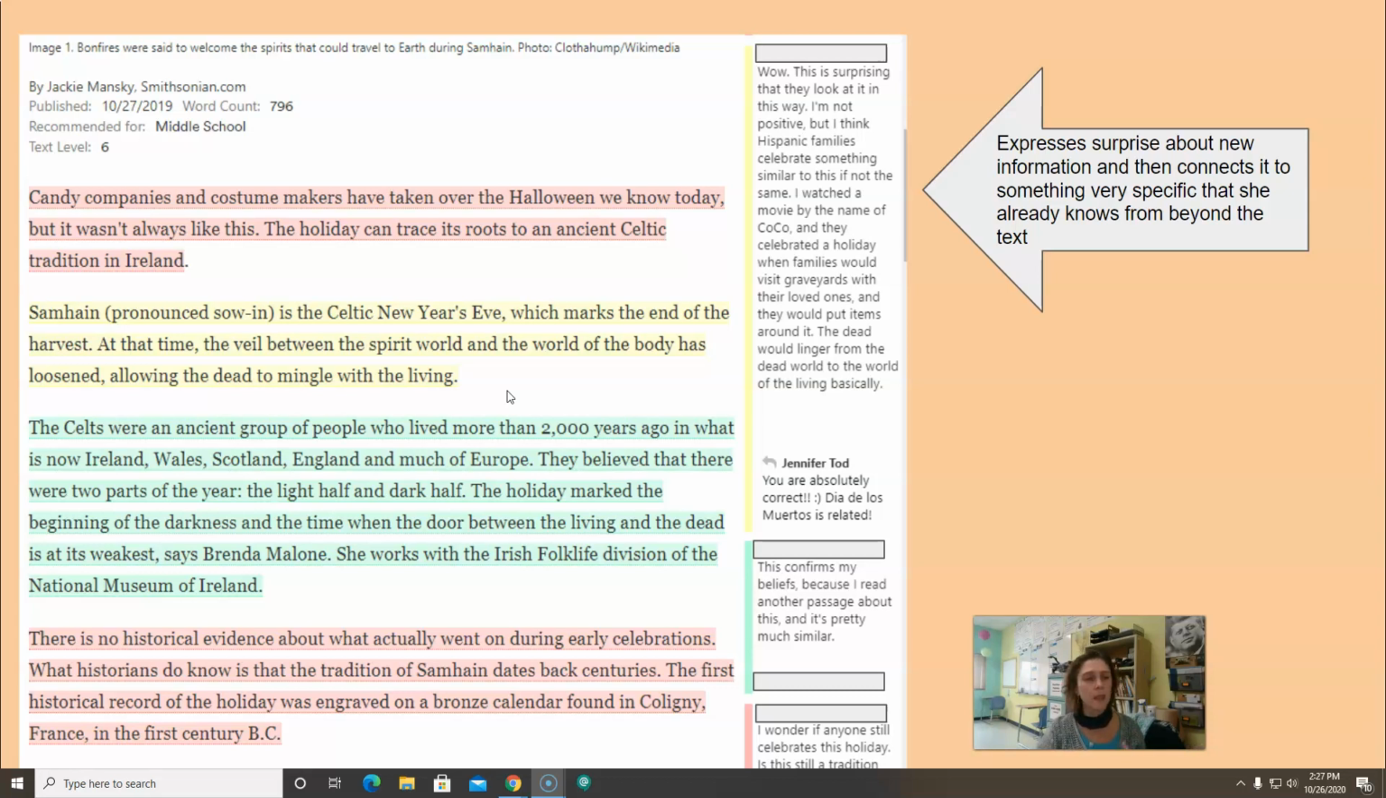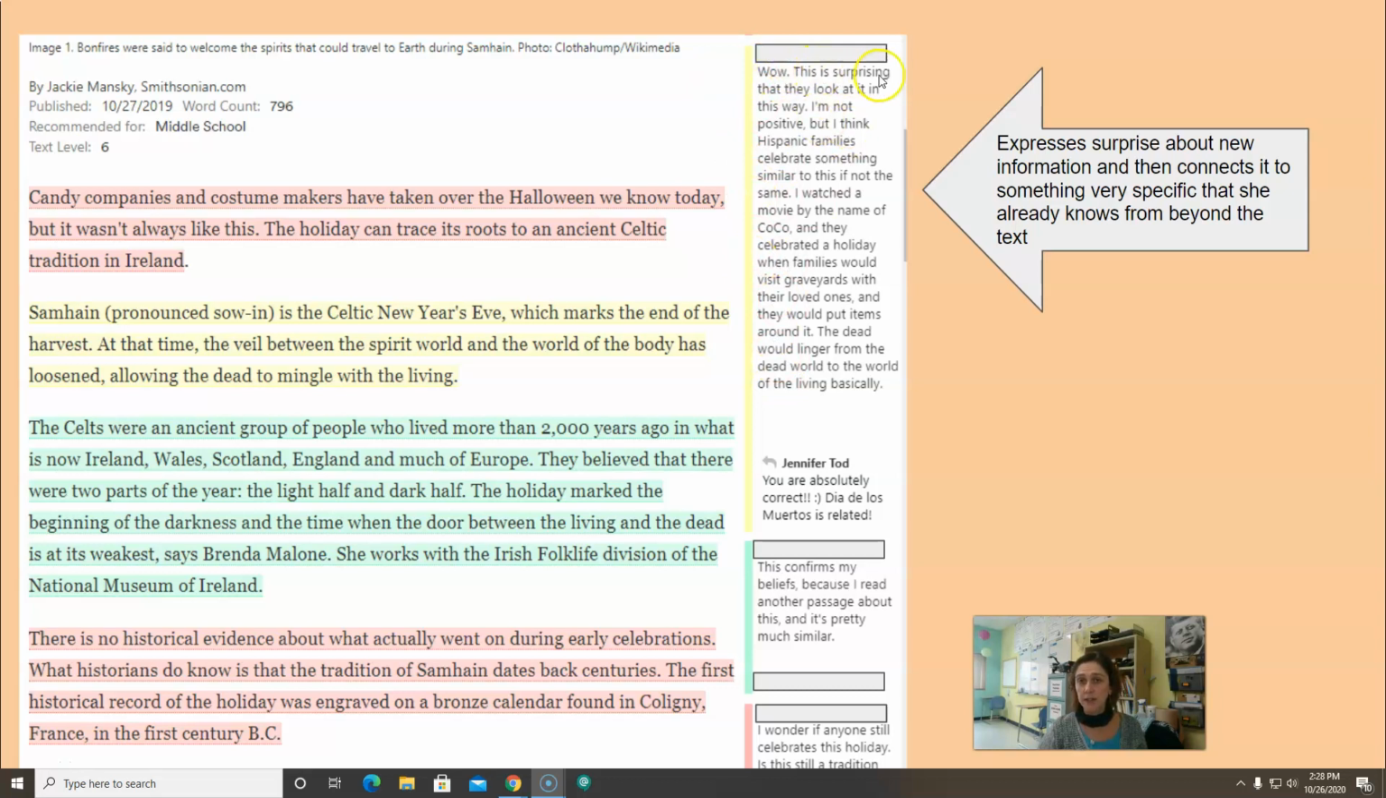Thank you, Talia. So Samhain is the Celtic New Year's Eve, which marks the end of the harvest. At that time, the veil between the spirit world and the world of the body was loosened, allowing the dead to mingle with the living. Okay, so this is what the Celts believed, is that the veil or the border between our world and the spirit world has become so thin that the dead can come back. We can cross. All right. So she says she's surprised by this.